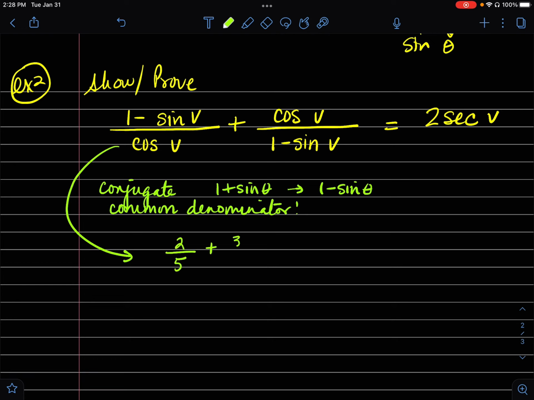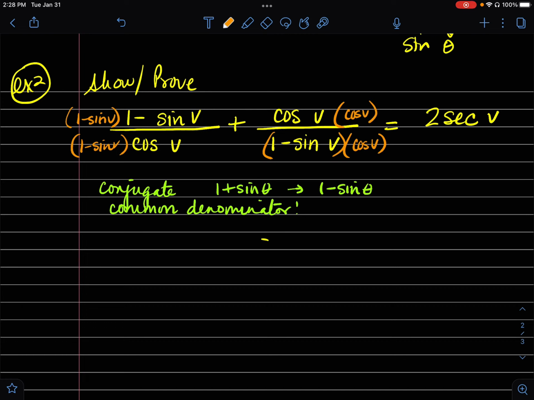What we can do is compare this to fractions with numbers or regular algebra. To make the denominator the same, this one needs to be multiplied by 5, hence 5 over 5, and this one needs to be multiplied by 12, so 12 over 12. And that's exactly what I'm going to do here. I'm going to make them the same, which means this needs to be multiplied with 1 minus sine v, and this one needs cosine v, hence cosine v.